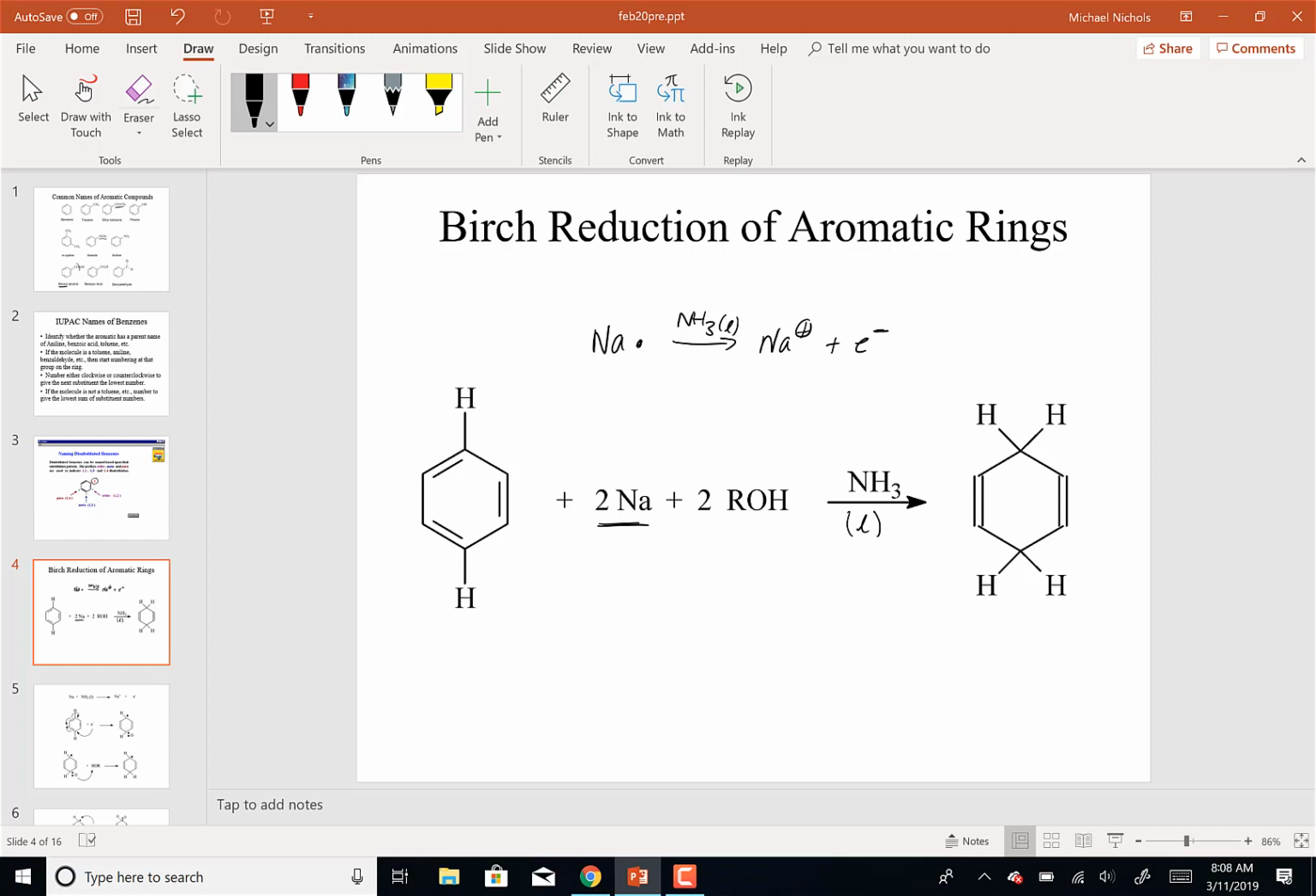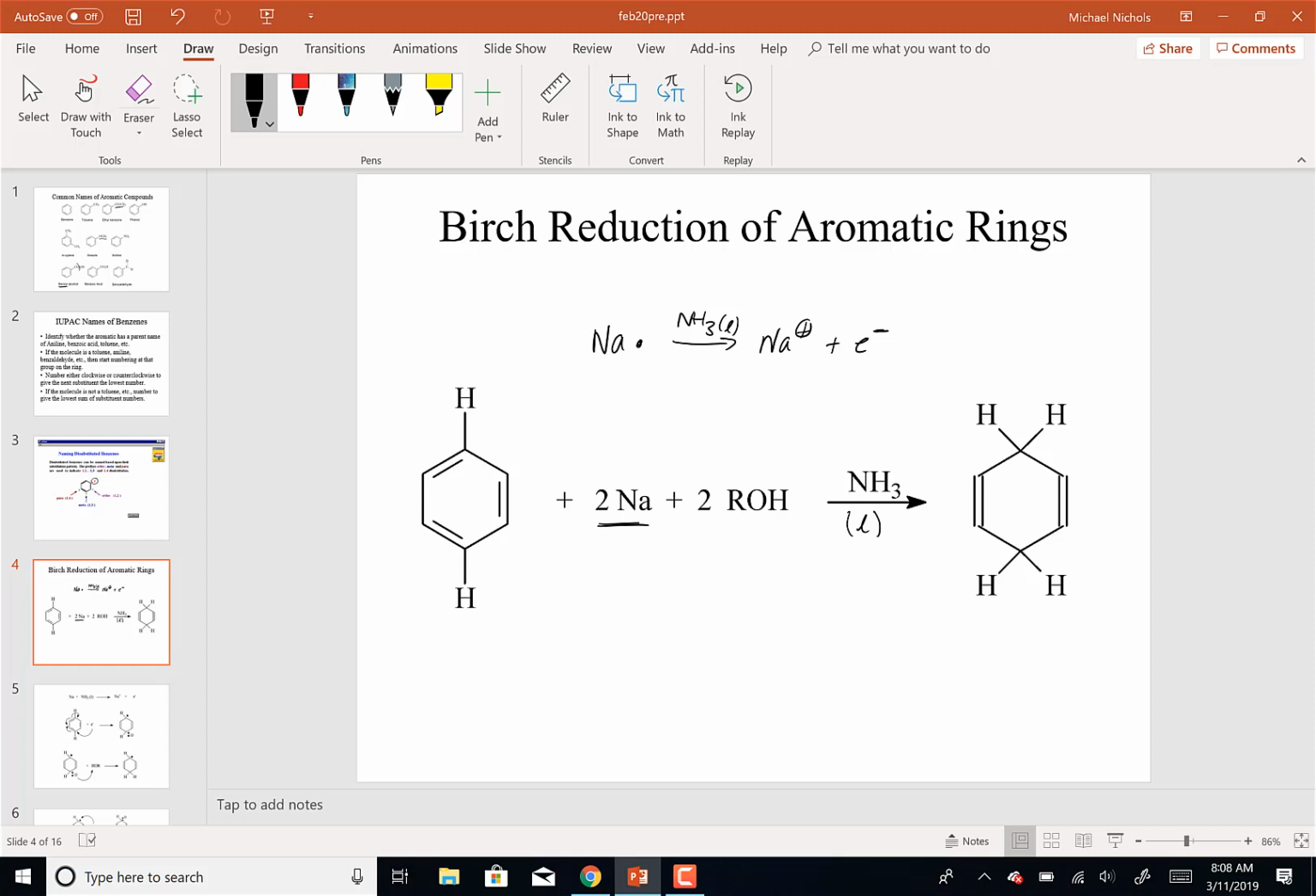So what happens in this case is that we reduce the 3 double bonds down to 2 single bonds. And those 2 double bonds are always not conjugated. They're what we would call isolated. And this is what's called Birch Reduction.